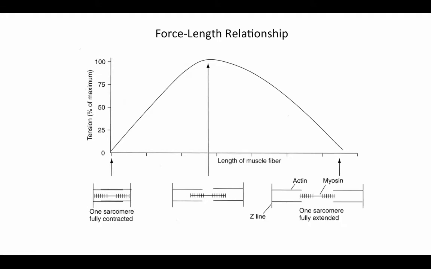If we look at the very end of this, at the longest fiber lengths, now we've pulled the actin completely out of this myosin array. Again, there's no overlap between actin and myosin. There's nothing for those myosin heads to pull on, and again, they can't develop any force. When we're looking at just the active component, just the force generated by these actin and myosin interactions, we get maximum force at this intermediate length.